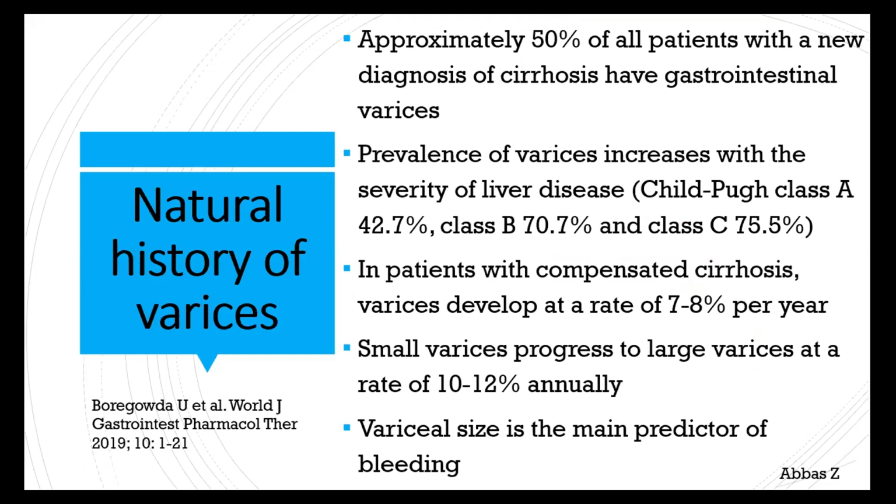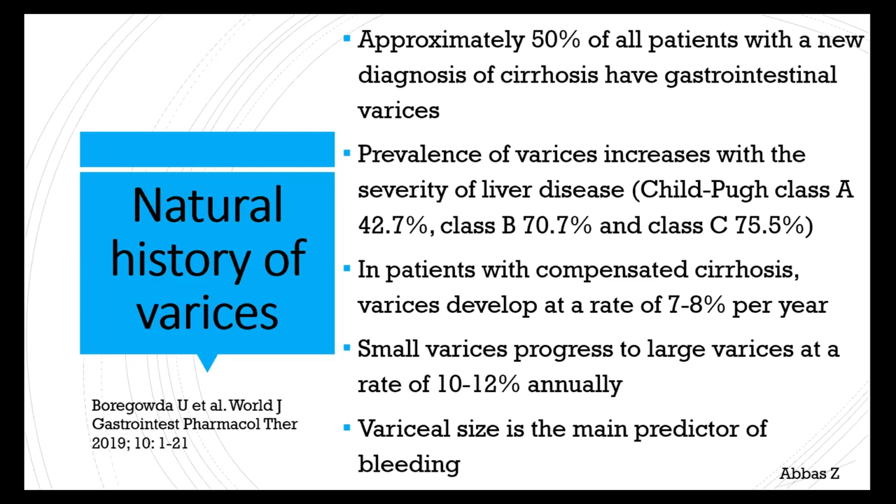Approximately 50% of all patients with a new diagnosis of cirrhosis have gastroesophageal varices. Prevalence of varices increases with the severity of illness. If the person is Child class A, then the probability is 42%. In Child class B, we have a 71% probability, and in Child class C, we have a 75% probability. So as the portal hypertension becomes more severe, the probability of varices becomes more pertinent.